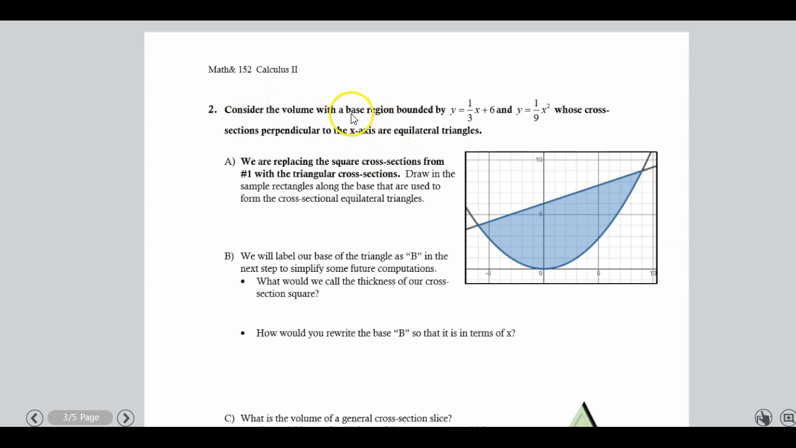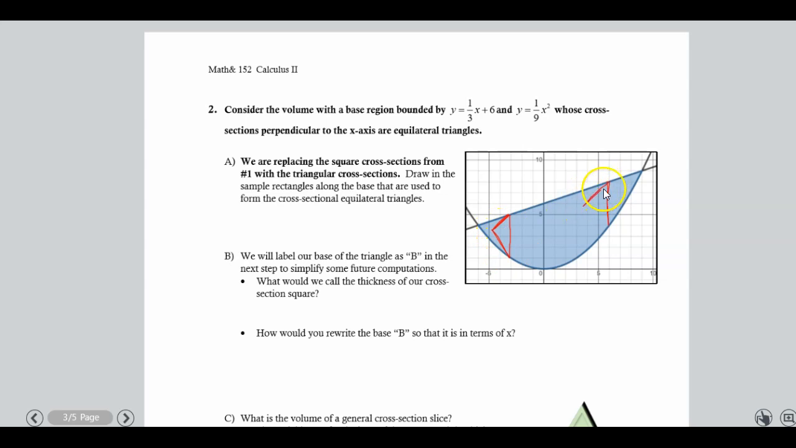So here we're considering the volume with the base region that's the same as we had before. Y is 1/3 x plus 6, y is 1/9 x squared. Cross sections perpendicular to the x-axis are equilateral triangles. So rather than squares, we have these equilateral triangles right there. So we're going to put in some sample rectangles, like we did before. A couple rectangles, maybe something like this coming up, and keep in mind these are going to be these equilateral triangles. That might not look equilateral, but let's go with it.